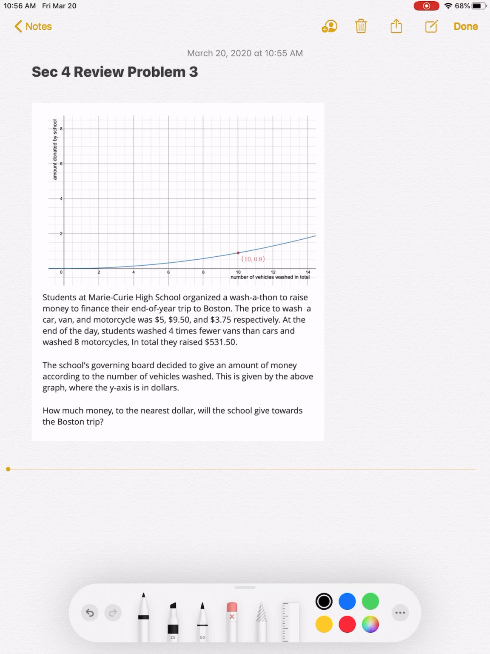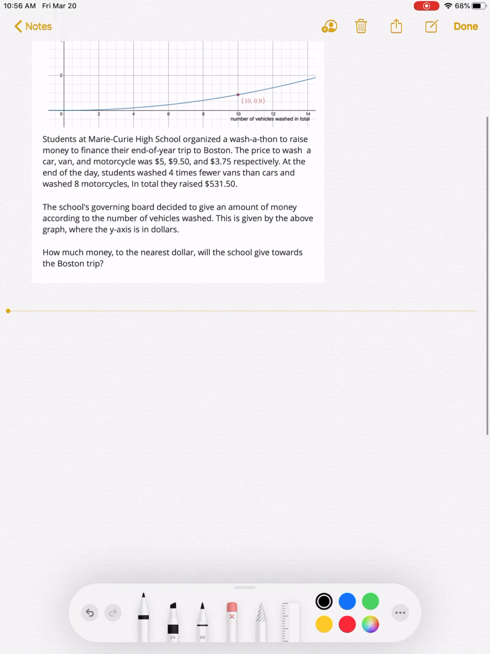We're also told that the governing board is going to give money based on how many vehicles are washed. So we're given this graph that's supposed to tell us that. And the question is, how much money is the school going to donate? In order to figure that out from the graph, we're going to need the number of vehicles washed in total, and that we can get from the first paragraph.